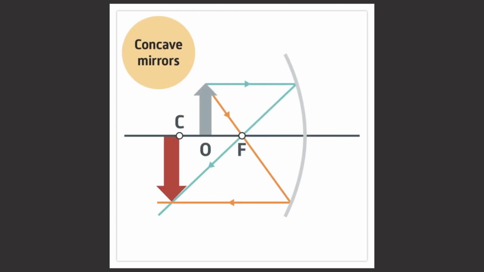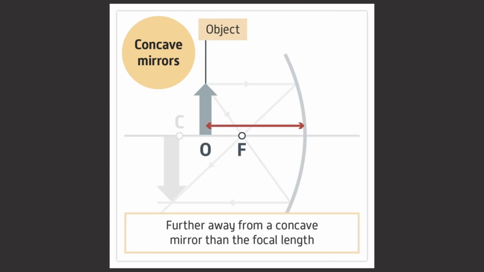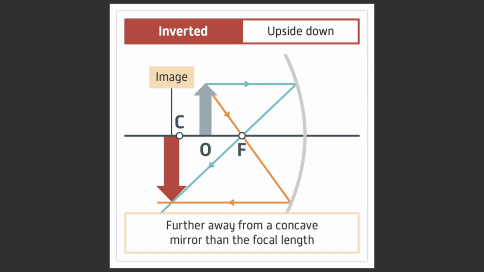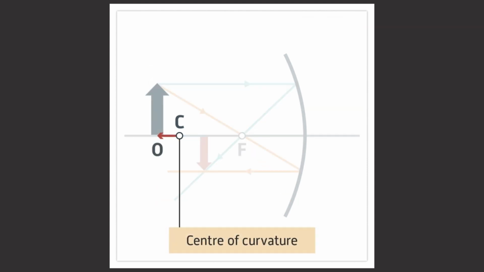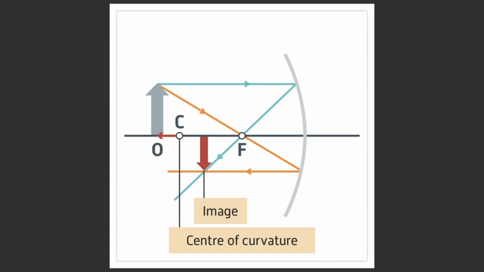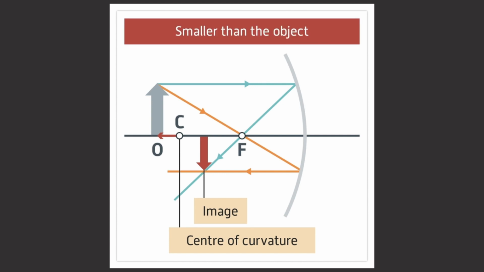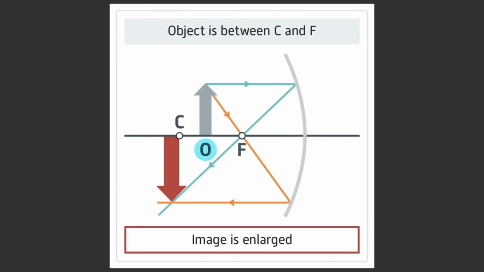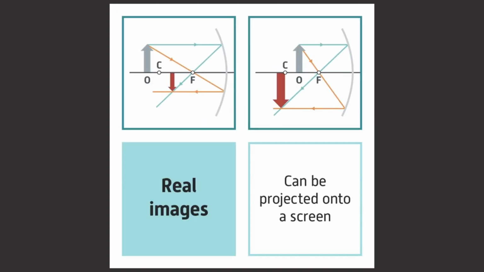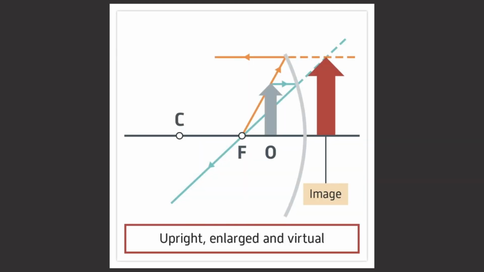Now let's look at concave mirrors. If the object is further away from a concave mirror than the focal length, then the image formed is always inverted, meaning that it's upside down. Its size depends on where the object is placed. Outside the center of curvature, the image is diminished and so is smaller than the object. But if the object is between C and F, the image is enlarged. All these images are real, which means they can be projected onto a screen. Inside F, the image is upright, enlarged, and virtual.